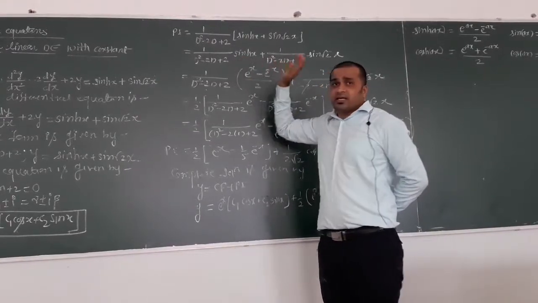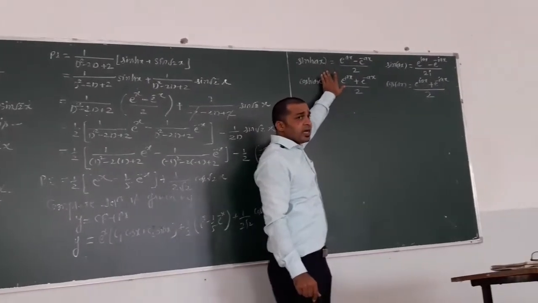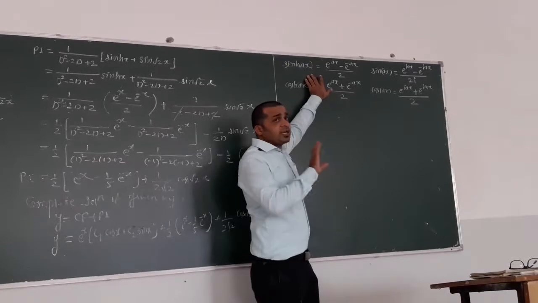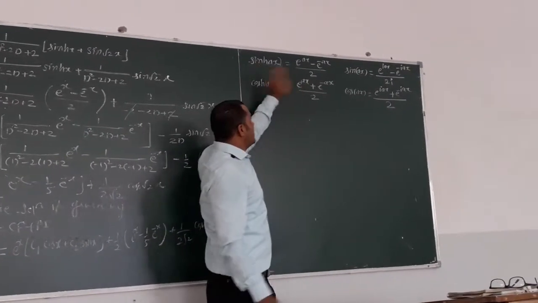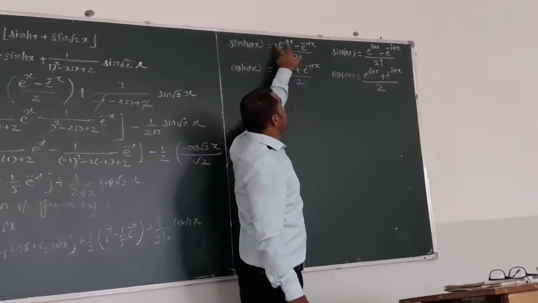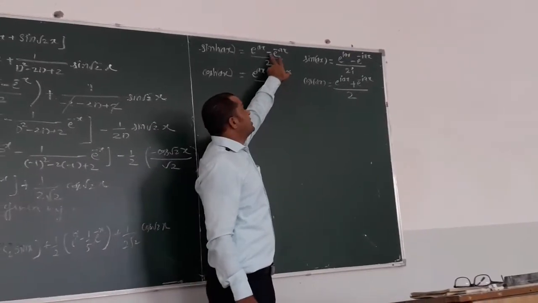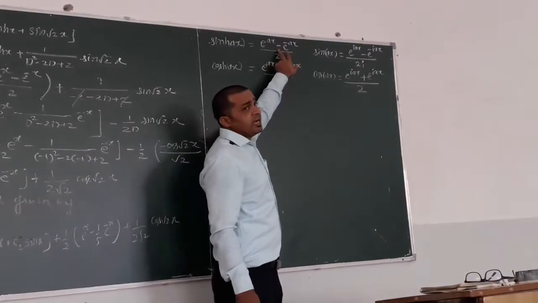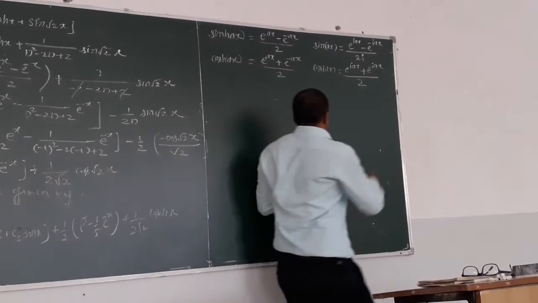So how to get that relation? I have listed here the two formulae of sinh ax and cosh ax. It is a relation between the exponential function and hyperbolic sine and cosine. For sinh ax, it is e to the power ax minus e to the power minus ax by 2. Note that minus is here whenever sinh comes. If we write the formula for cosh ax, in place of minus I just put the plus. That is the difference.